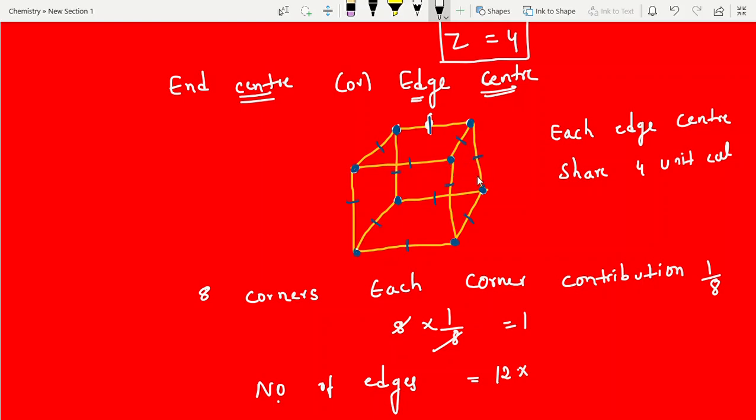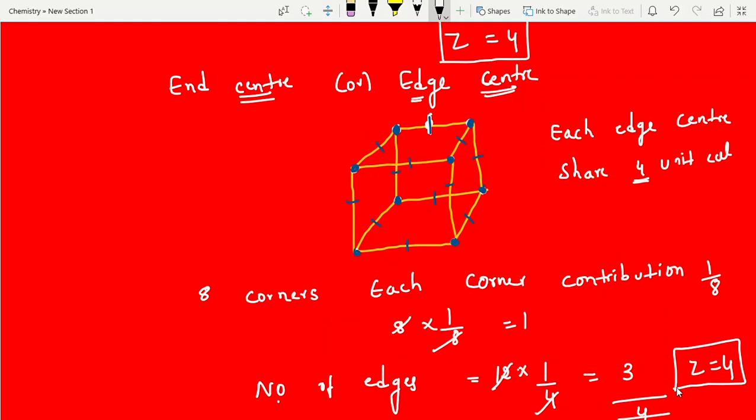End you can consider, students, end. So like that room and where you are sitting, that next room, and what is this, one bedroom, and next one, and outside also two. So finally you can remember easily. So each edge center shares 4 unit cells. Okay. So 1 by 4, so 12 by 4 is 3. Finally 1 plus 3, 4 particles. Z equal to 4. Clear, students?